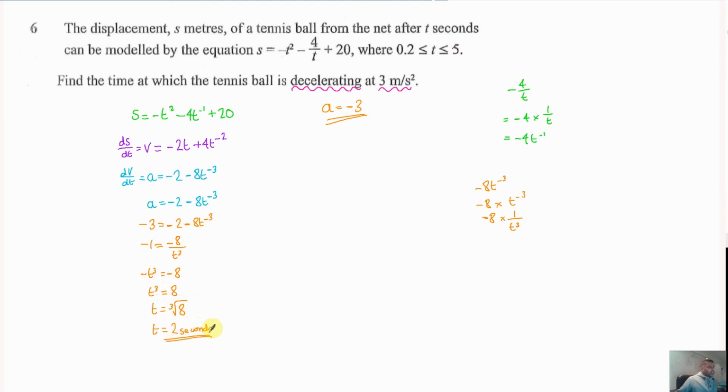The key thing to take away from that is, again, it's a nasty question in the way that they've tricked you with the decelerating. It shows you just how much you have to take into account the wording of the question. If it's decelerating at 3 meters per second and we worked out our acceleration, that means our acceleration at this point will be minus 3 meters per second squared. So that was the key area that people went wrong on that one.